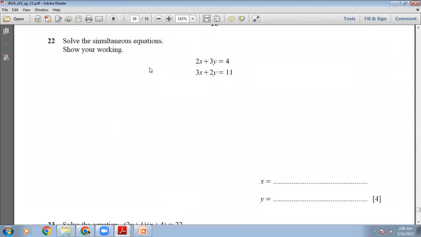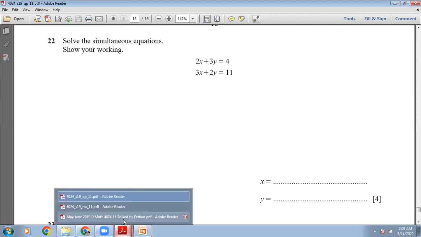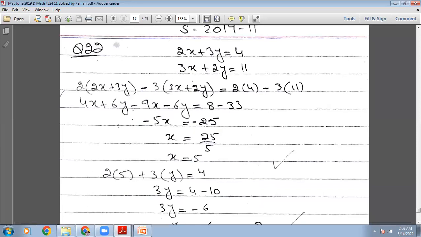It's a 4-mark question. It says, solve the simultaneous equations. Show your working. 2x plus 3y equals 4, 3x plus 2y equals 11. So I can make the coefficients of y the same, and subtract the second equation from the first. For that purpose, I will multiply the first equation by 2, and I will multiply the second equation by 3. So here we go.